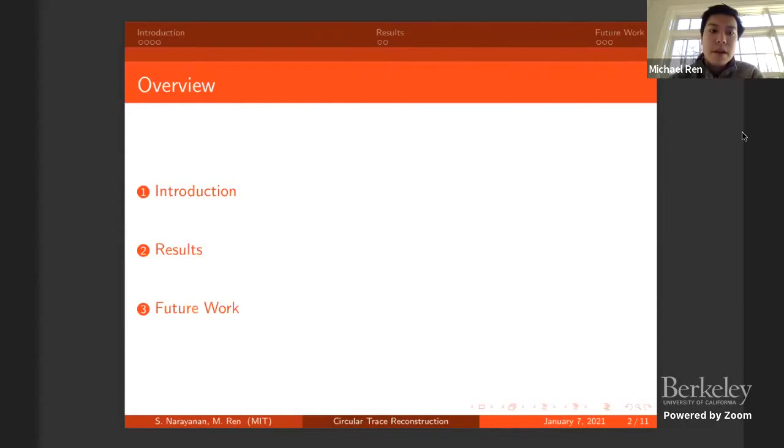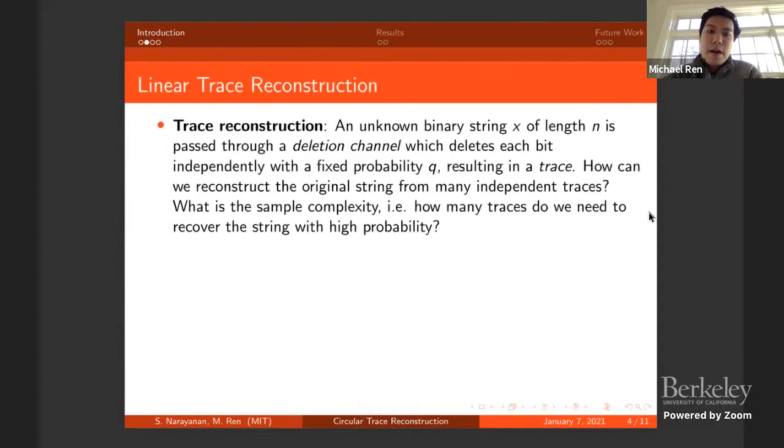First, I want to briefly talk about trace reconstruction for linear strings, which is the variant that people have worked on before. The setup is that we have some unknown binary string X of some given length N. It's going to be passed through a deletion channel in which every bit is independently deleted with some fixed probability Q. The resulting bits that remain are concatenated into a shorter string called a trace. So the question is, can we figure out what the original string was from looking at a lot of traces, and how many traces do we need to do this with high probability?